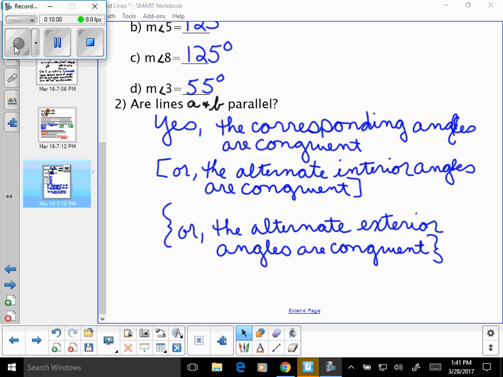Any one of those three, if even one of those is proven to be true, then the lines have to be parallel. They don't all have to be true. All you really have to do is find one place where either the corresponding angles, the alternate interiors, or the alternate exteriors are congruent. Again, I encourage you to hit pause, or when you hit close here now, take some time to really look back over your notes.